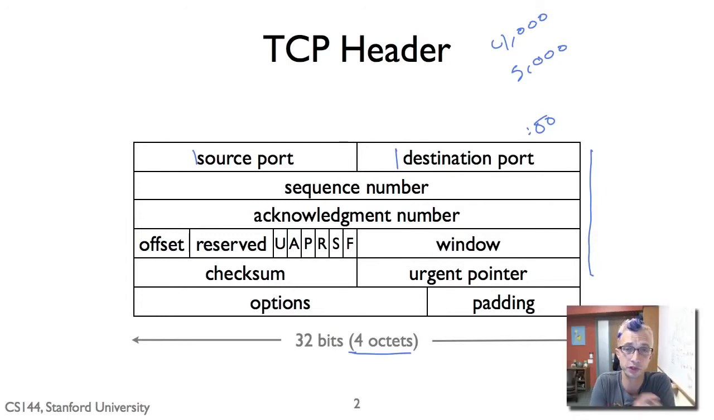The sequence number denotes the sequence number of the first byte of the data region which follows the segment header. So if I had a sequence number of 4000 and there were 500 bytes of data, then this would mean bytes 4000 to 4499. Now the acknowledgement number acknowledges the last byte received plus 1.